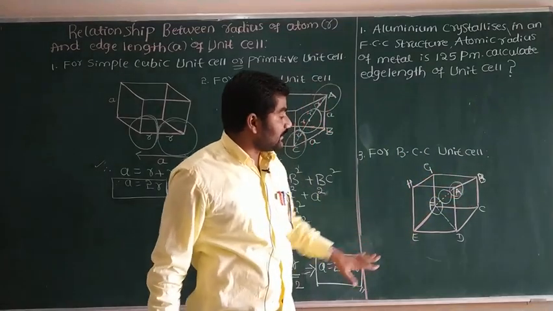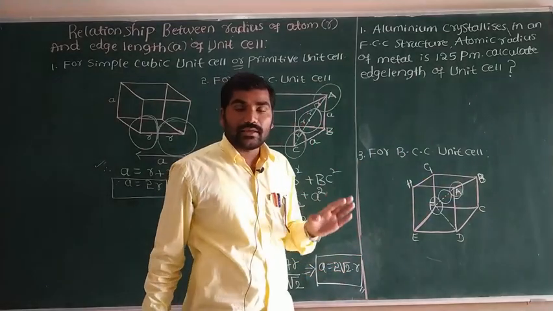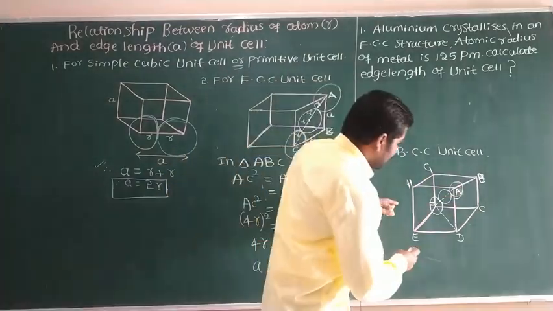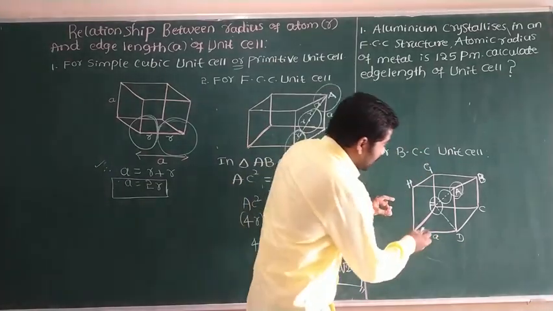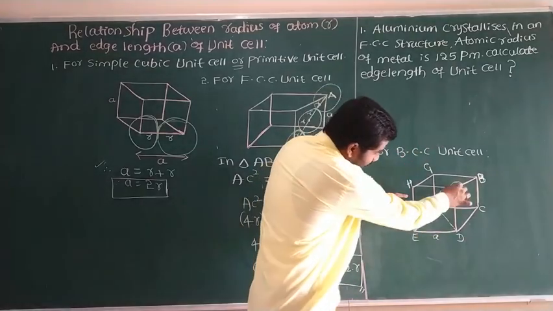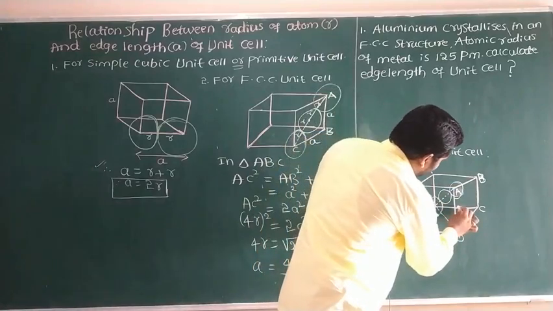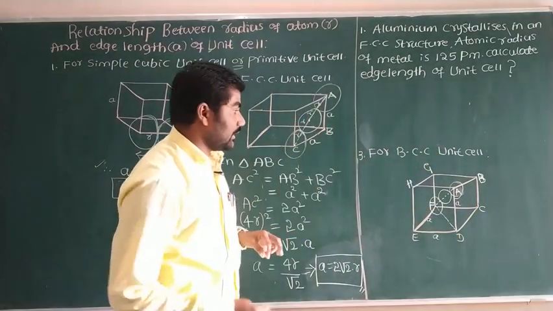So, for this BCC unit cell, we have to give the relationship between the edge length of the unit cell as well as the radius. So, this is called the edge length and is denoted as A. This is also the edge length and is denoted as A. This is the distance between these two particles. This is called the edge length and it is denoted as A.